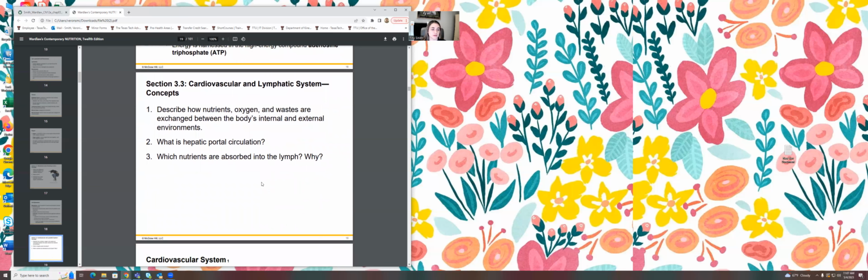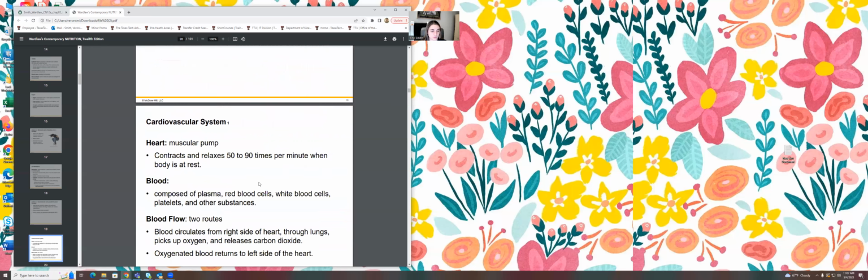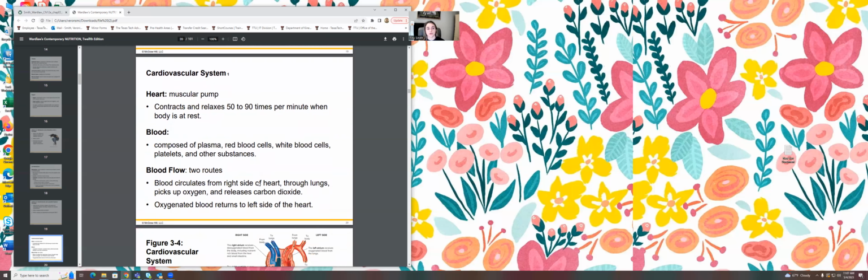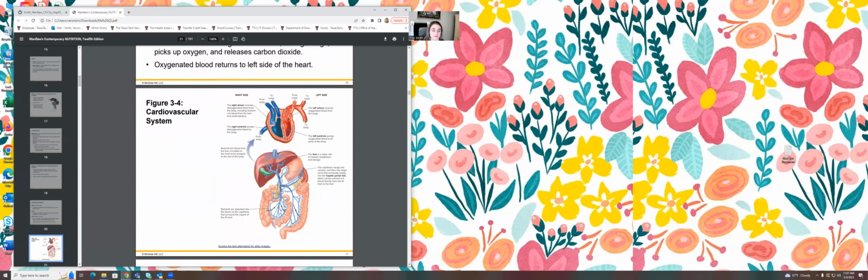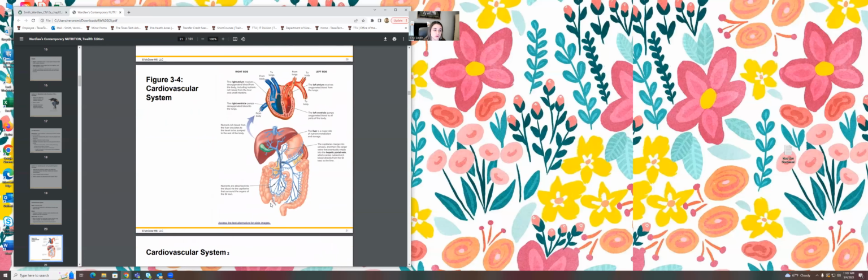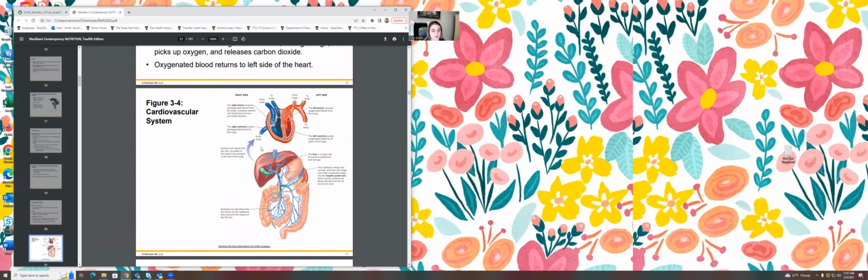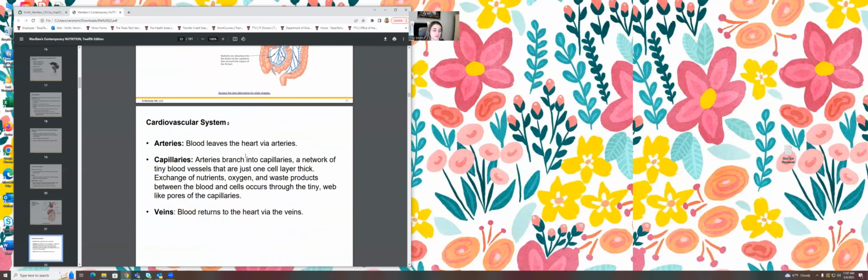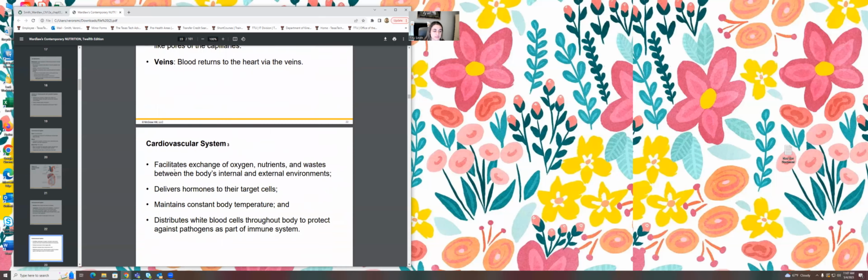So the cardiovascular and lymphatic system, what are the concepts? We're going to look at both of these. Your cardiovascular system is your heart, your blood, blood flow, your lungs, everything. We'll look quickly at this diagram. Your heart, and your cardiovascular system is all the veins, blood, everything like that. So your arteries, capillaries, and your veins.